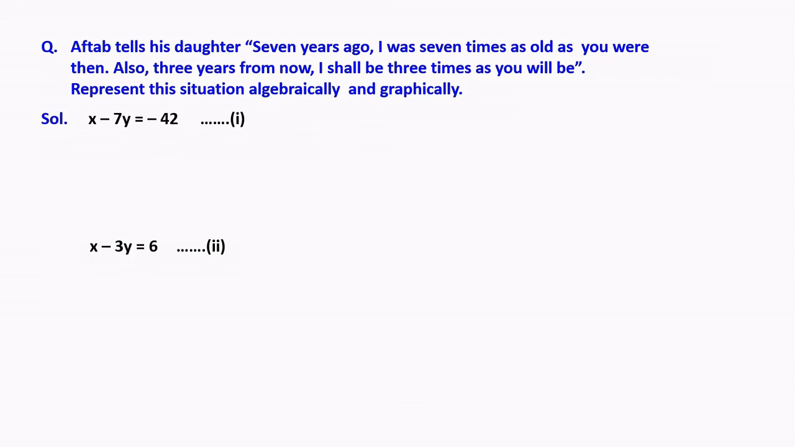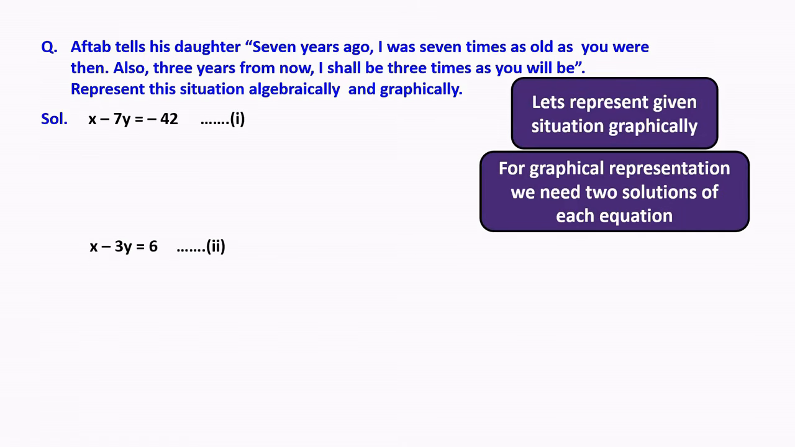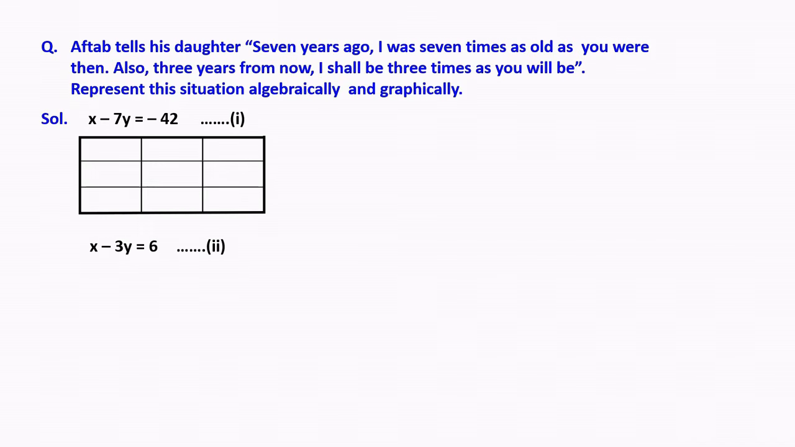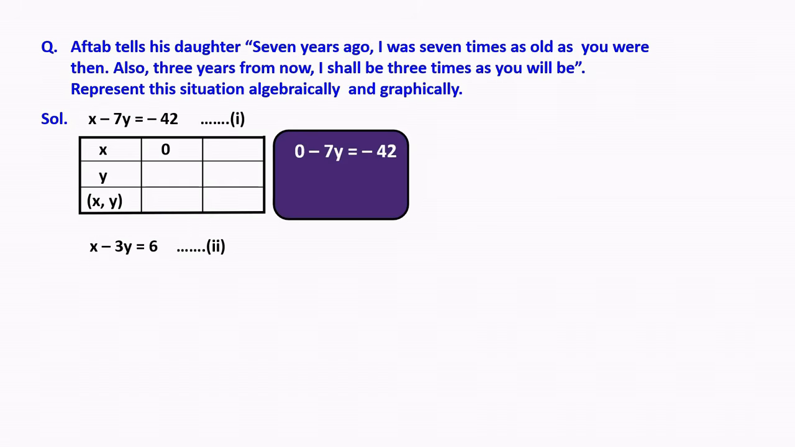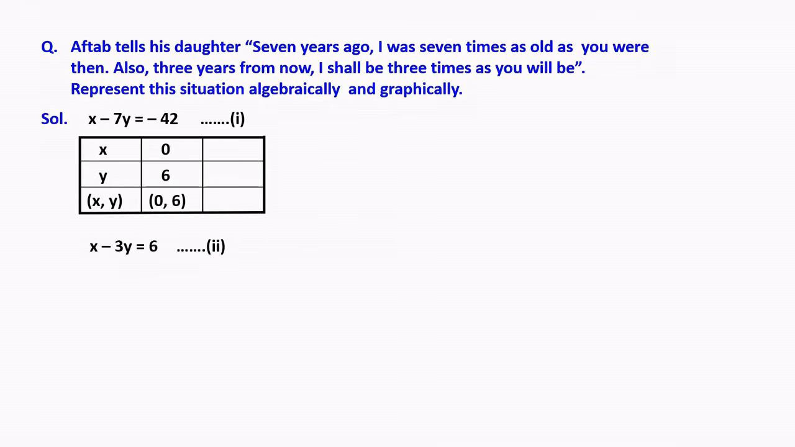Now, let us represent these equations graphically. The two equations are x minus 7y equals minus 42 and x minus 3y equals 6. First, we take the equation x minus 7y equals minus 42. To draw its graph, we need at least 2 points. Let us take x equals 0. Substituting, we get minus 7y equals minus 42, so y equals 6. So, one point is (0, 6).